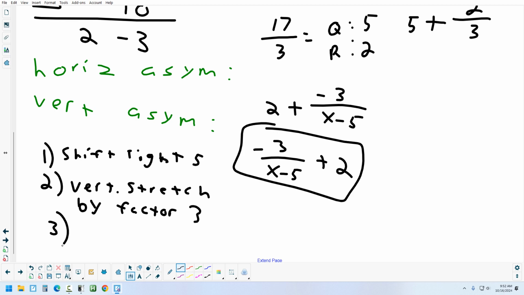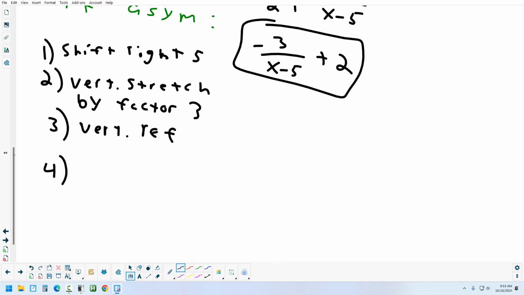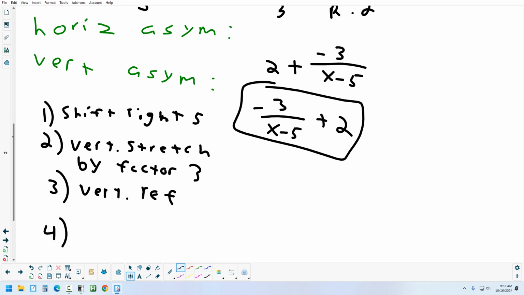Now the next thing is to describe the negative, which causes it to flip vertically. So you could say vertical reflection. And the last thing is the plus 2 on the end. We've already done horizontal. What's the plus 2 going to do? Up. Yep. Shift up 2.